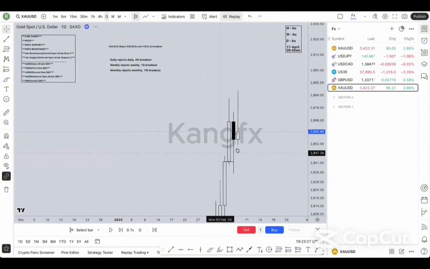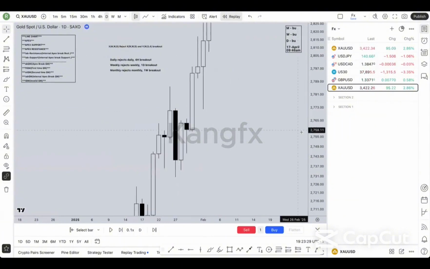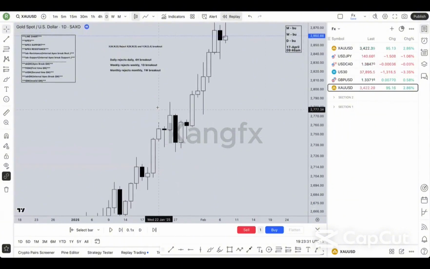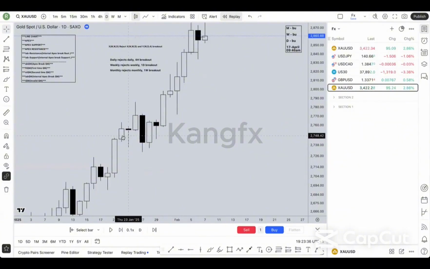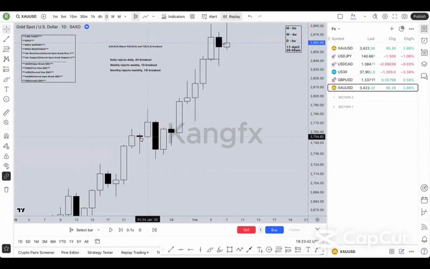Now let's try to look for a bearish storyline. We've seen this one. Okay, there was no rejection. And again, was there rejection here? No, we didn't have. Okay, there was another rejection. Was there a rejection?